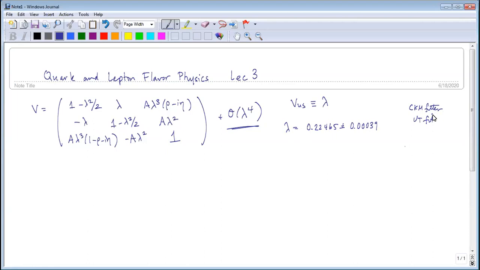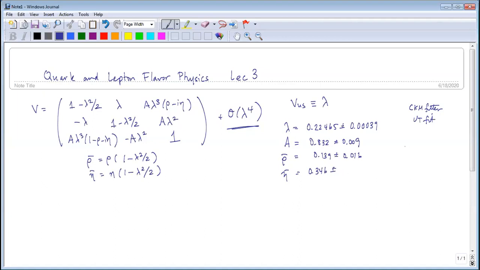These are the two groups that do the fitting of these parameters. A is basically order 1, it's 0.832 plus or minus 0.009. Rho bar and eta bar, let's remind ourselves, are just these quantities times 1 minus lambda squared over 2. Rho bar is 0.139 plus or minus 0.016, and eta bar is 0.346 plus or minus 0.010. Okay, so we can see there's a fit to this picture.